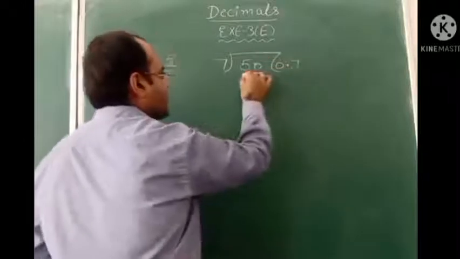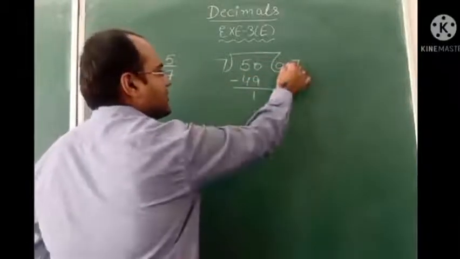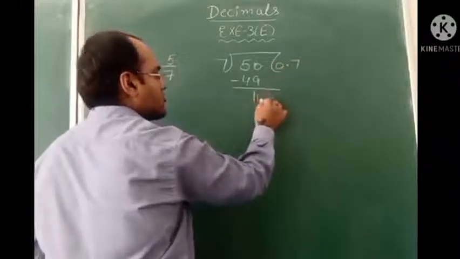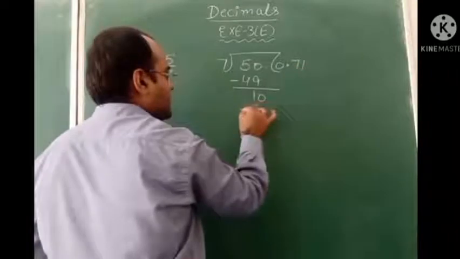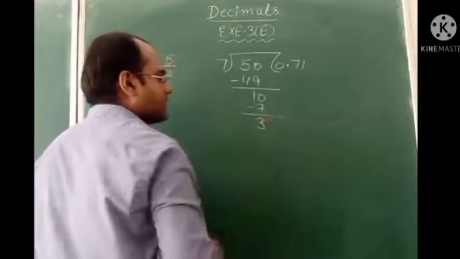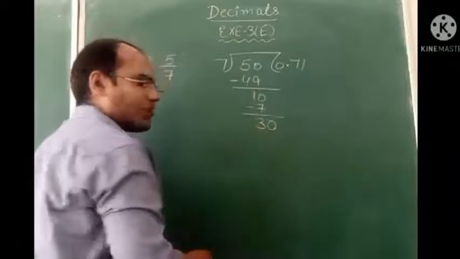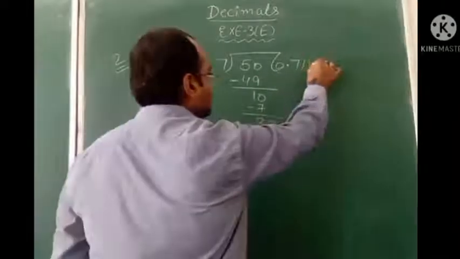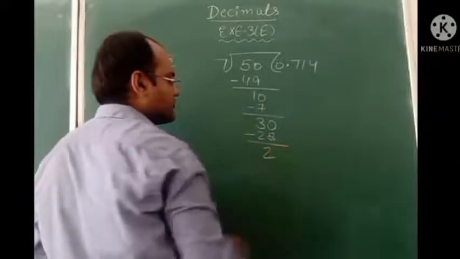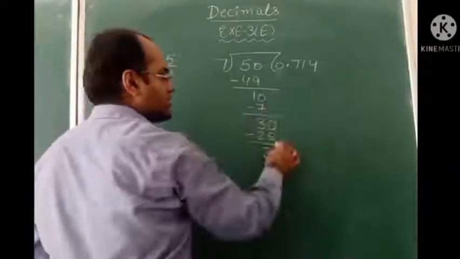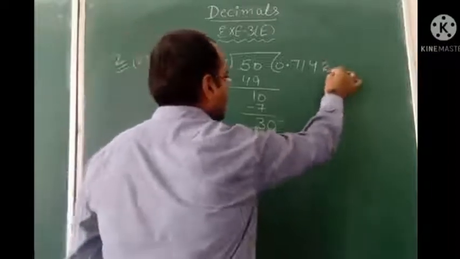7 7 ja 49. On subtracting it, remainder is 1. Decimal is already there in the answer, so we will add here 1 0. 7 1 ja 7. Remainder is 3. In the answer decimal is there, so we will take 1 0 from our side. 7 4 ja 28. Remainder is 2. Decimal is there in the answer, so 1 0 we will add here. 7 2 ja 14.